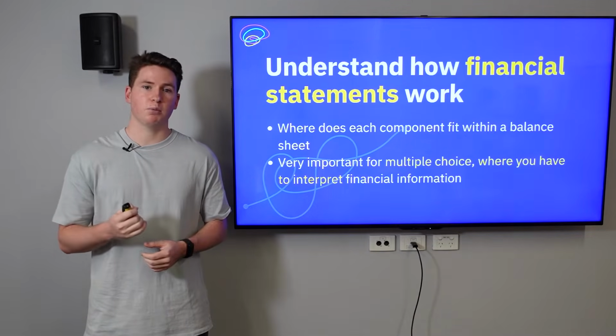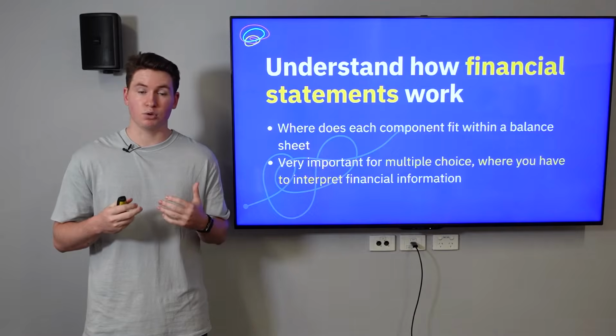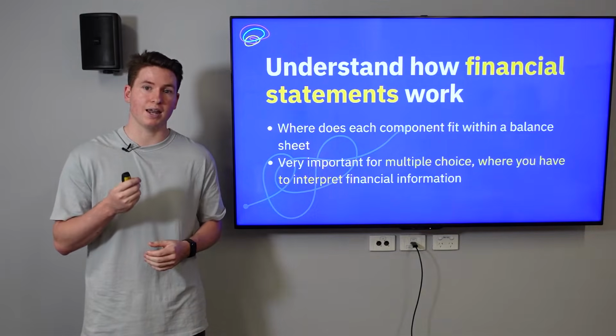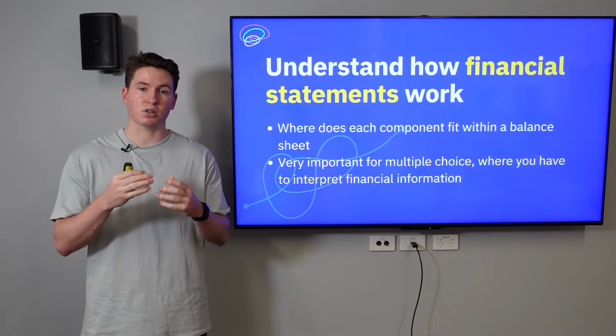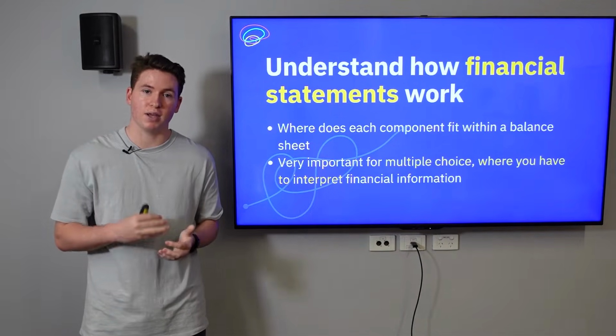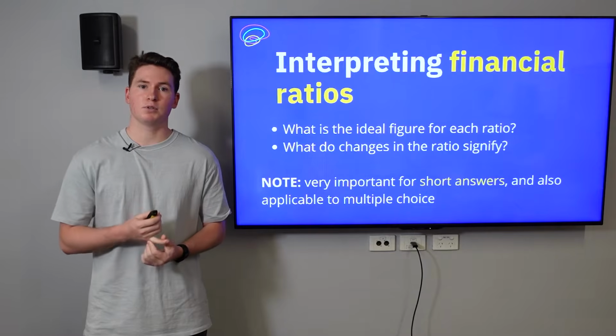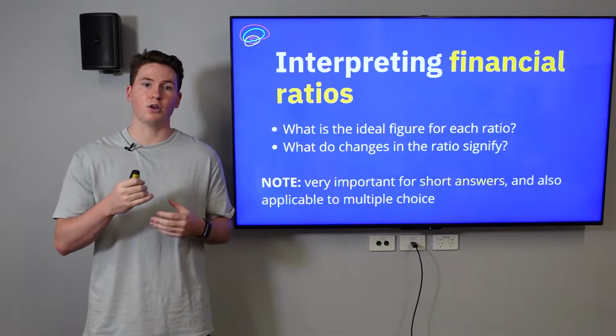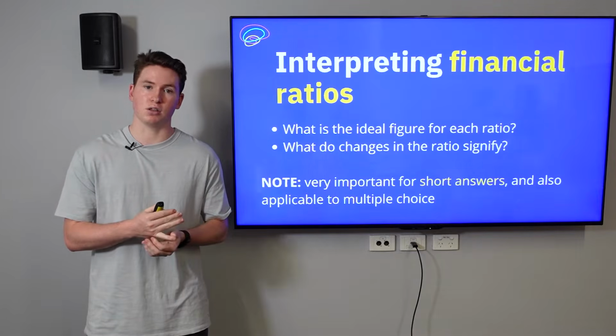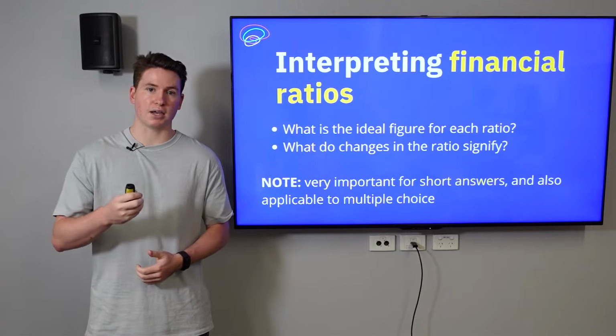And a common trend within a lot of papers is maybe the last two multiple choice questions are difficult finance questions that require you to piece together information and almost construct a balance sheet and then comment on it. And as we mentioned, being able to interpret these financial ratios is so crucial. It's not only good to just calculate the ratios, it's really important to be able to provide an accurate comment.